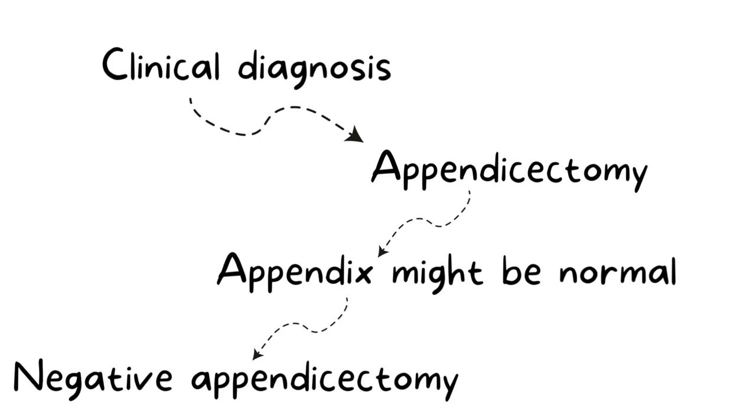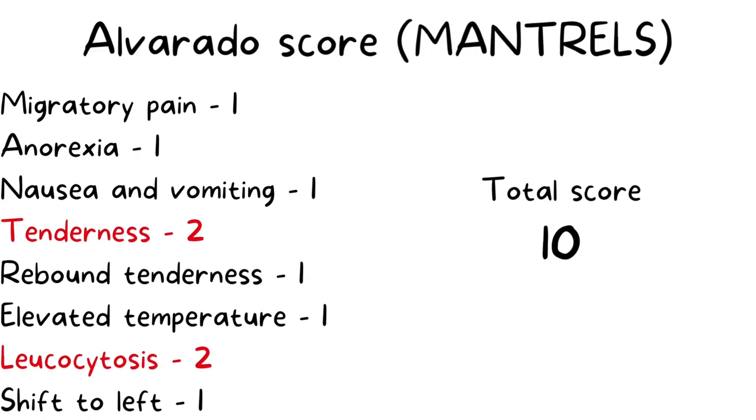So as to reduce the chances of negative appendicectomy, a scoring system has been created called the Alvarado score. The acronym to remember is MANTRELS, which is the first letters of all the components in it. M is for migratory abdominal pain, A is for anorexia, N is for nausea and vomiting, T is for tenderness, R is for rebound tenderness, E is for elevated body temperature, L is for leukocytosis, which means elevated WBC count, S is for shift to left, which means the count of immature WBCs is increased in the peripheral smear.